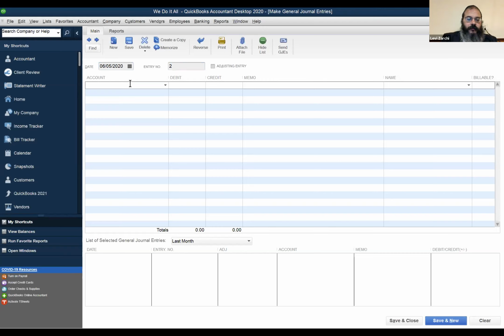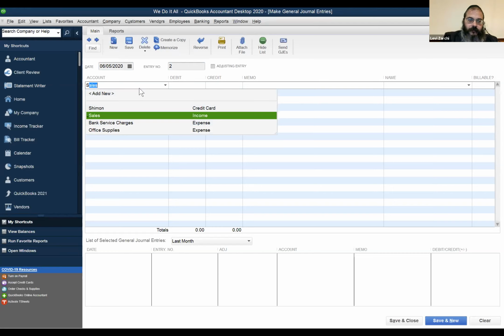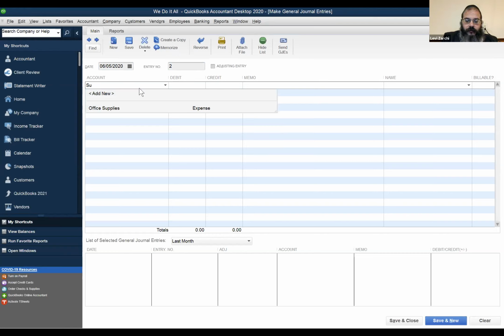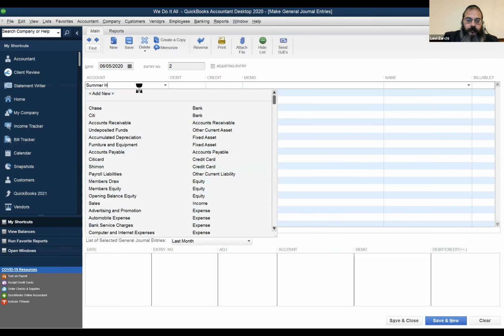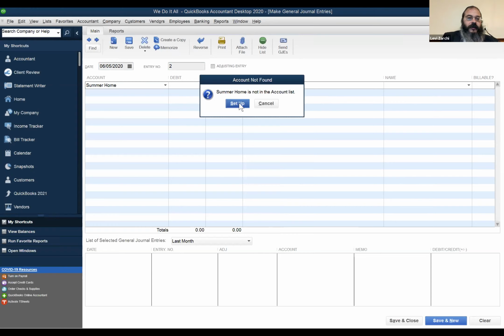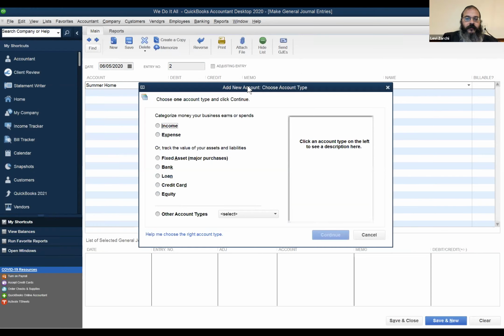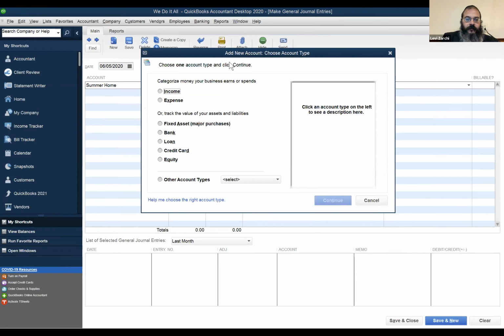And we are going to create what's called an asset called summer home. So again, to create an asset, you just type, and it's going to ask you if it's a new account, what you want it to be. So we're going to type in summer home, and that's what QuickBooks is going to ask us. Setup. We're going to set up a new asset called summer home. You don't see it right now in the drop down.